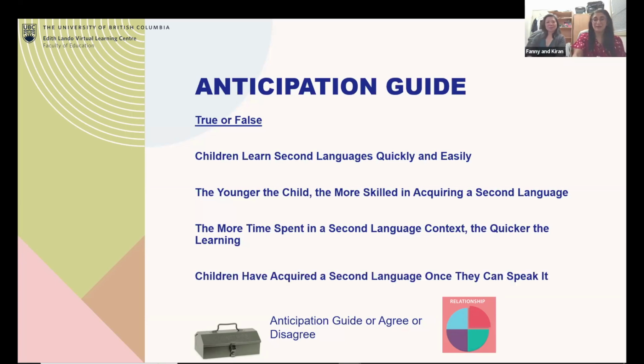Okay, we'll do one more. Children have acquired a second language once they can speak it. Do we think that that's true or false? False. False. Okay. So speaking is one component of learning a language. We say that there's four domains: speaking, listening, reading, and writing.